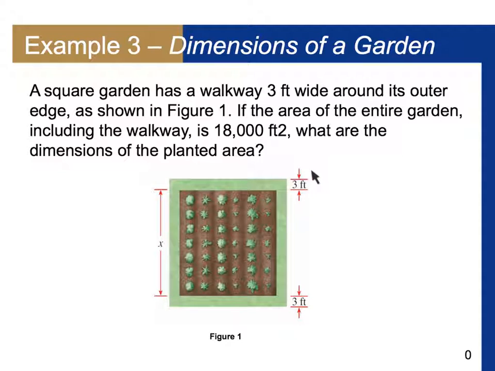The next type of example we're going to look at is a geometric problem. And here's our problem. We have a square garden with a walkway that's 3 feet wide around its outer edge. This is our figure here. You can see that walkway is green. If the area of the entire garden, including the walkway, is 18,000 square feet, that should be feet squared, what are the dimensions of the planted area?